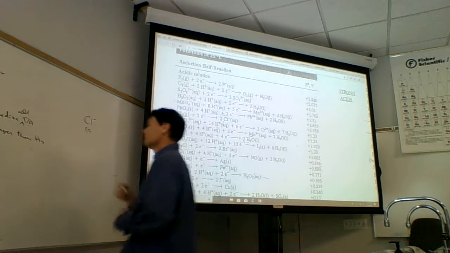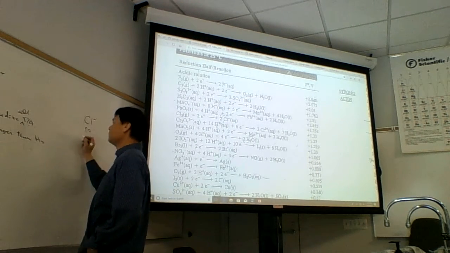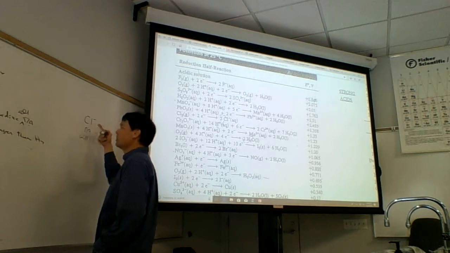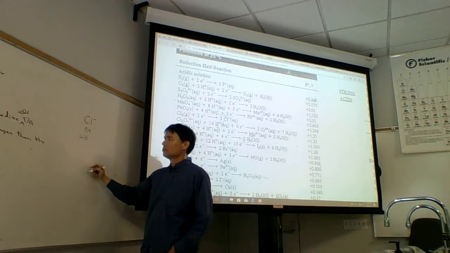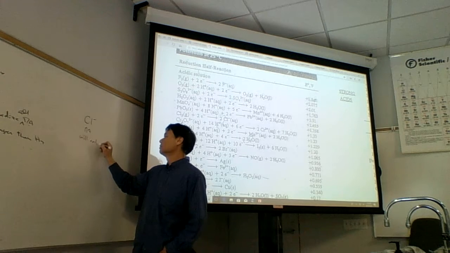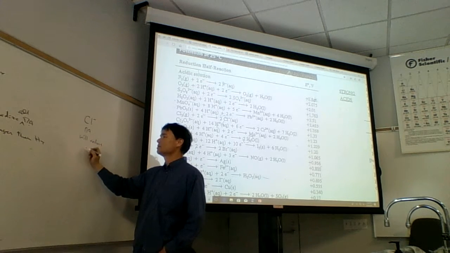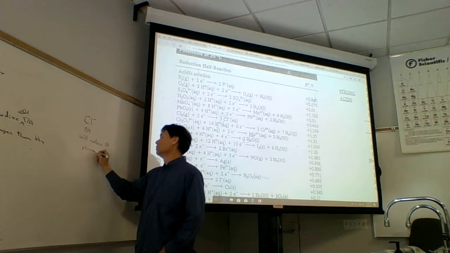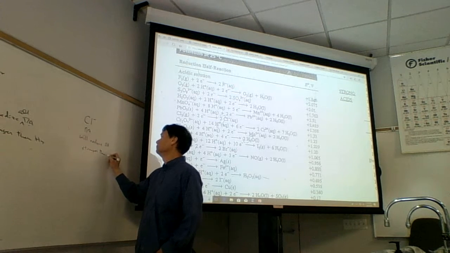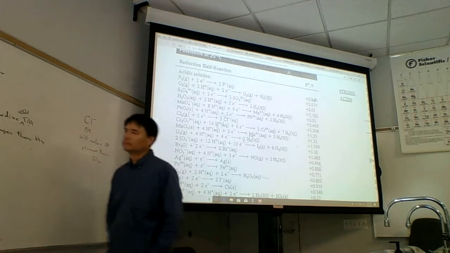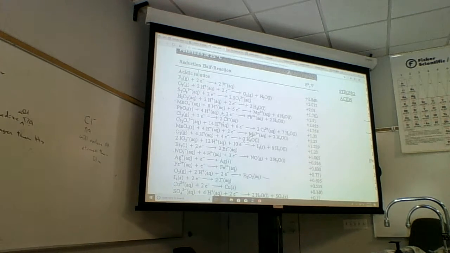We can list them, or we can just say chloride will reduce... Chloride's a very weak reducing agent. And so chloride will reduce oxidizing agents stronger than chlorine. There aren't that many oxidizers that are stronger than chlorine.